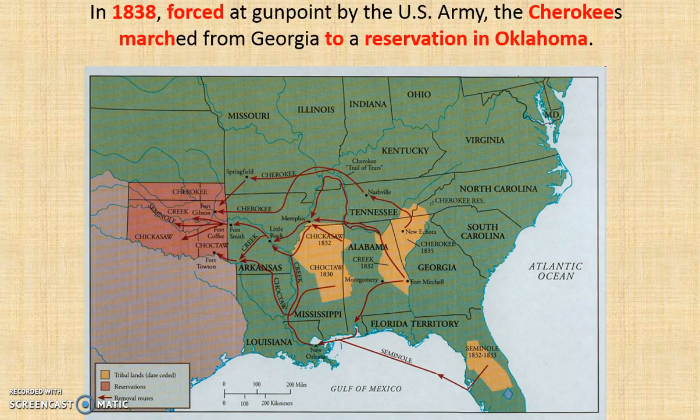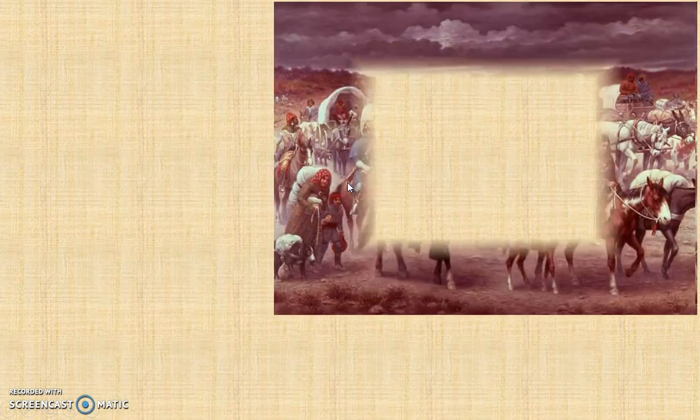So in 1838, the Cherokees are forced at gunpoint by the U.S. Army, and they are marched from Georgia to reservations in Oklahoma. And in fact, this path here is the one that the Cherokees were taken. And notice that it's kind of high up here, goes farther north, and takes them up into the mountains. And that's going to be a real factor in this journey here. And notice this name right here, the Trail of Tears. We'll talk about what that means.